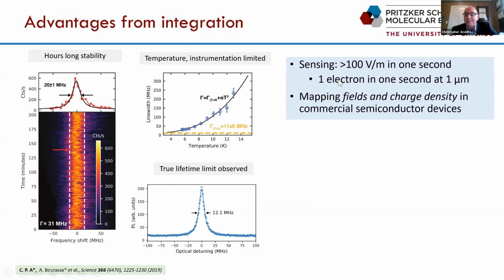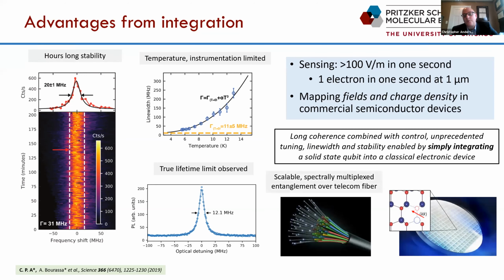You can think about sensing single electrons. We can think about mapping both fields, which is line position, and charge density, which is line width, in these commercial semiconductor devices, which is sort of a fun thing to think about. The real takeaway here, once again, is we have long coherence times, we have tuning, we have spin control, we have very narrow line widths, and charge stability that we all got by simply putting these defect centers that we know and love inside of commercial electronic devices.